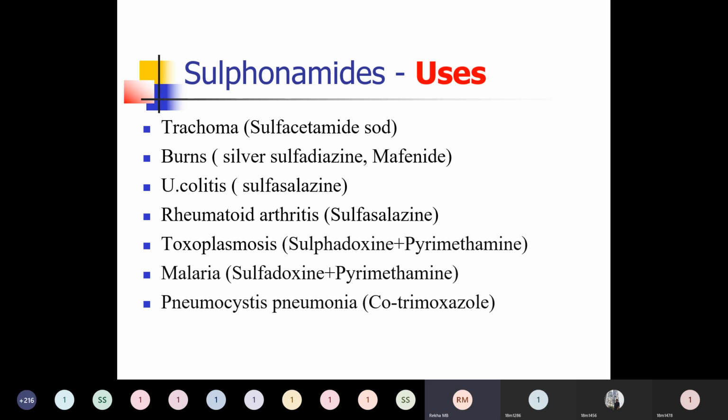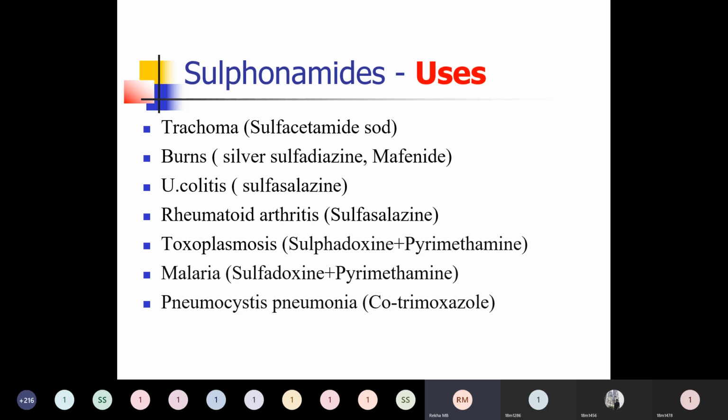Coming to the uses of sulfonamides. Sulfonamides are used in the treatment of trachoma caused by Chlamydia trachomatis. Here we prefer using sulfacetamide sodium. Silver sulfadiazine and mafenide can be used topically for burn dressing and dressing of chronic ulcers.